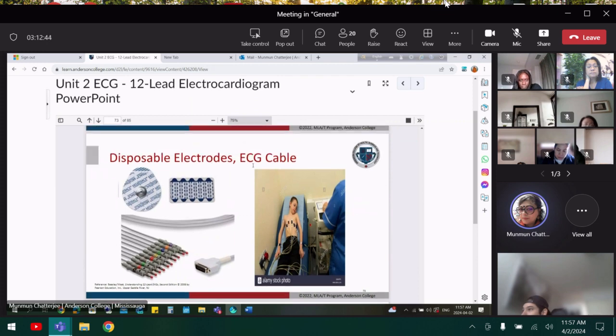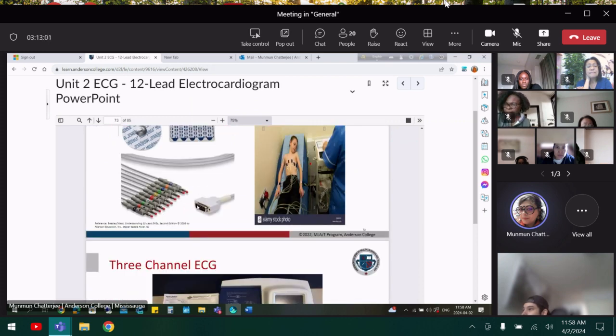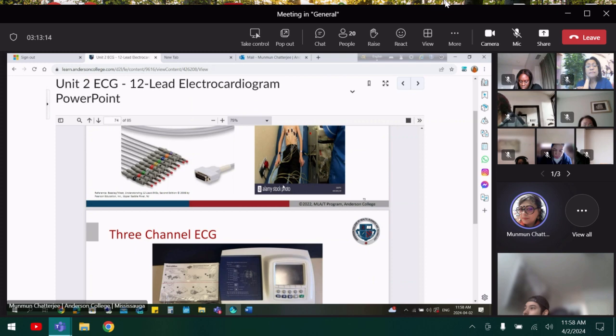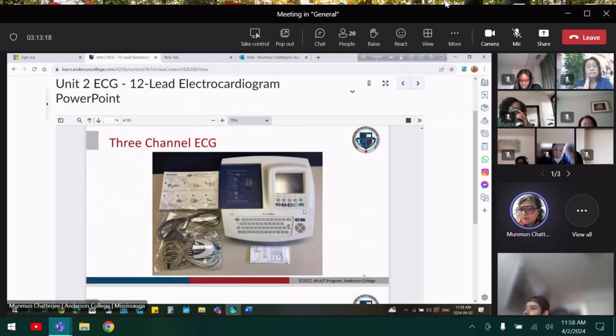Disposable electrodes we use, ECG cables. These are called the lead wires. These are called the electrodes. It can be like this. Ambulance or EMS use this type of electrodes. In office or in the hospital, we use this type of electrodes. These lead wires are connected with this one, and then the other side is getting connected here. They are all colored. They're connected here, and then it's going to go to a machine. So this is the general 3-channel ECG machine.